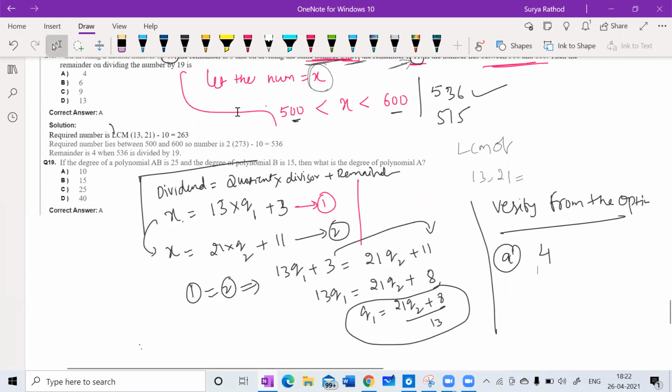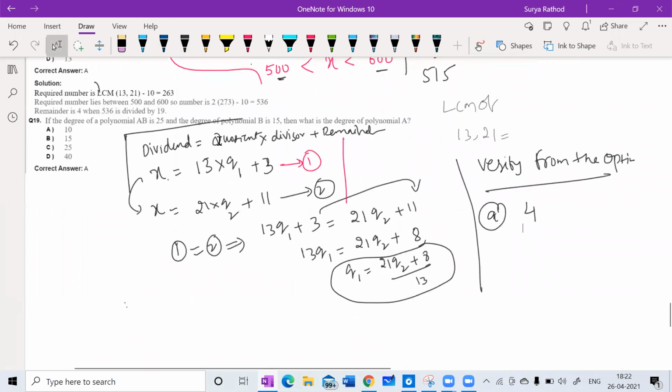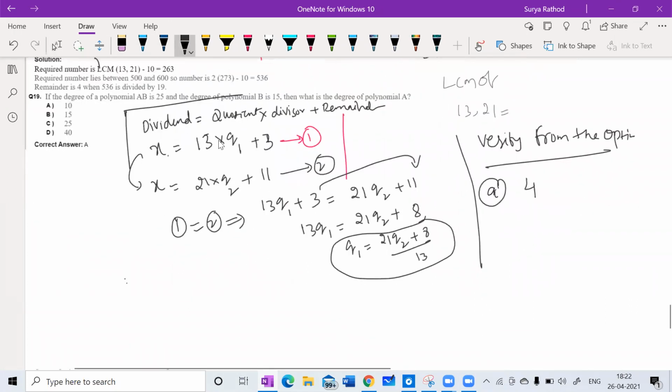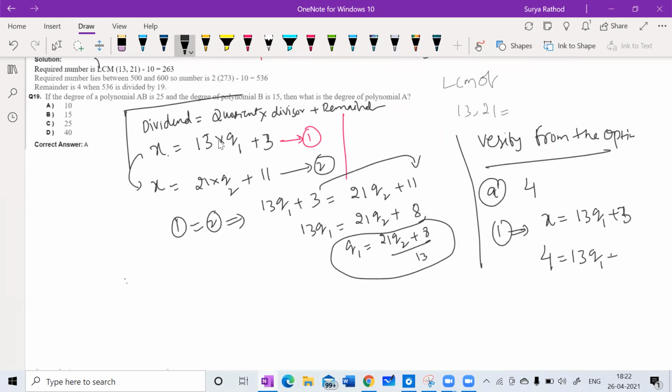So what I'm doing here, I'm taking that particular number and just substituting it in equation number 1. What is equation number 1? x is equal to 13 q1 plus 3, right? So x is what? I took 4, so 4 is equal to 13 q1 plus 3. So 13 q1 is equal to 1. q1 is equal to what? 1 by 13. Any doubt?